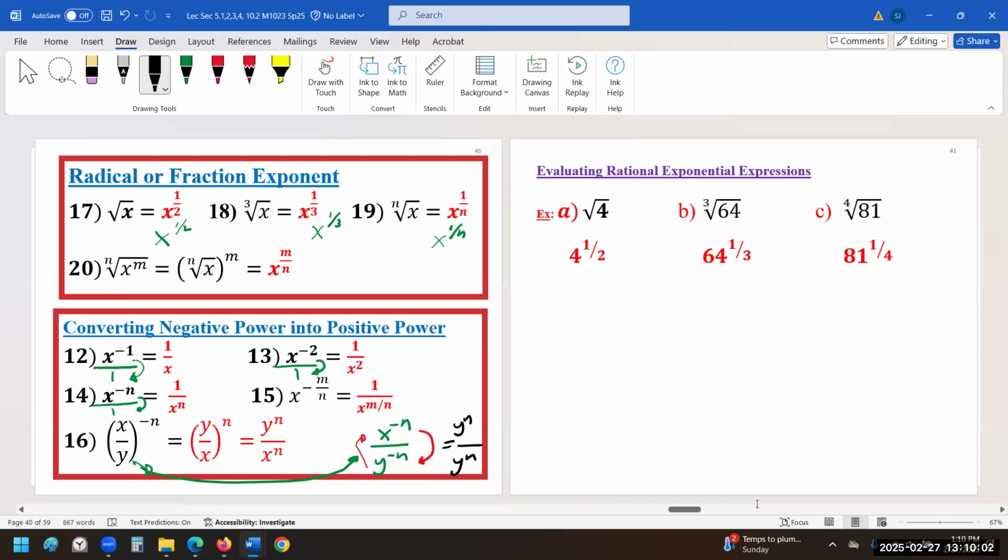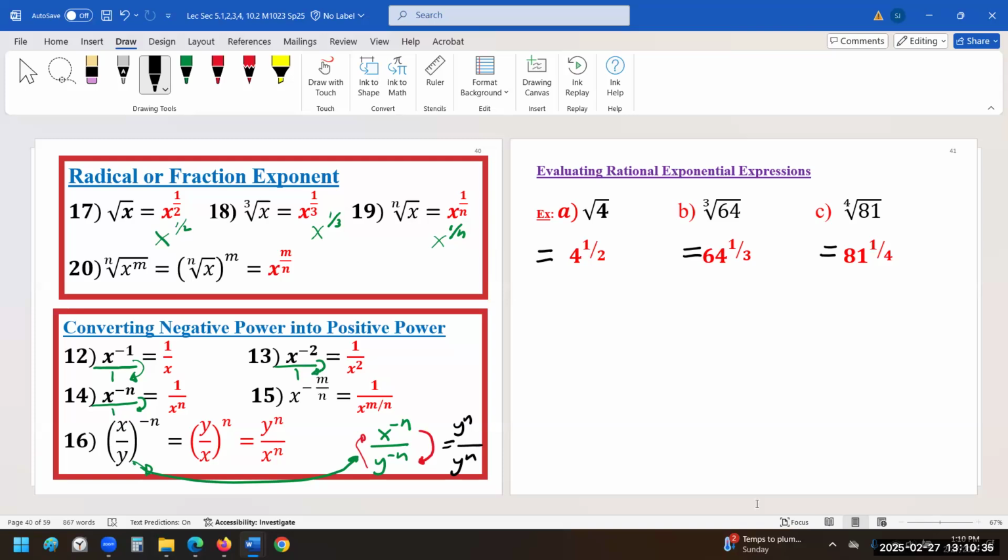When you have square root of 4, this is the same as 4 to the power 1/2. When you have cube root of 64, this is the same as 64 to the power 1/3. When you have 4th root of 81, this is the same as 81 to the power 1/4. They are both the exact same thing. So this one and this one are the same, this one and this one are the same, this one and this one are the same.